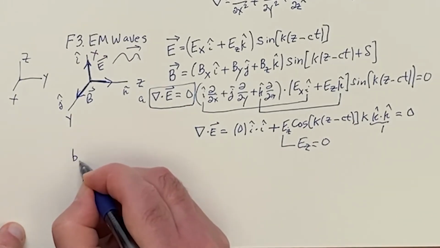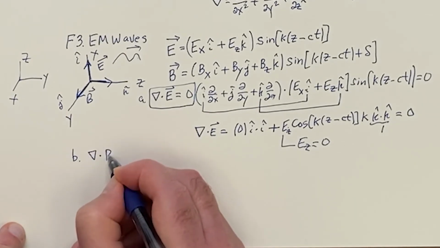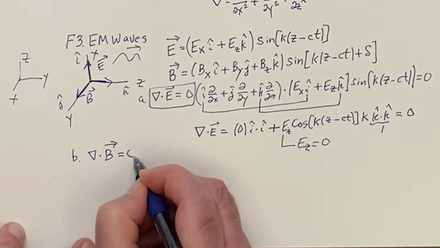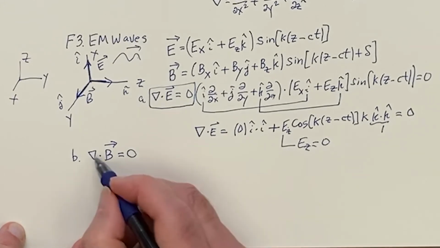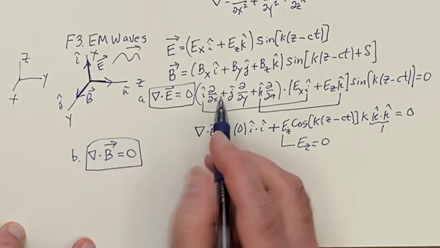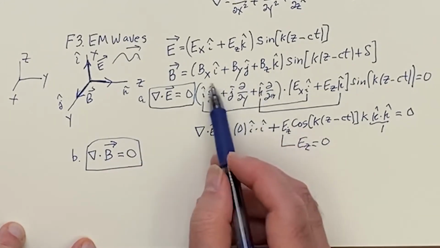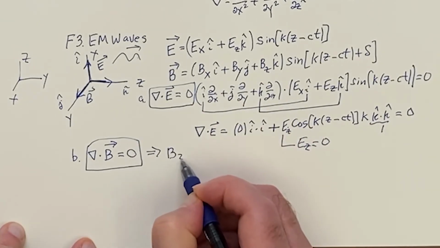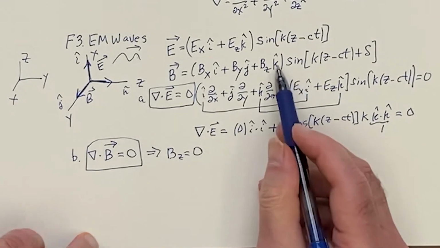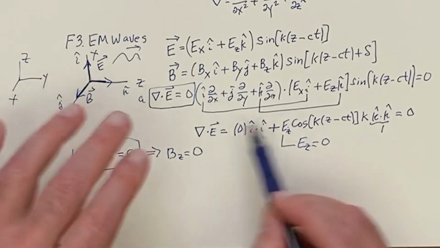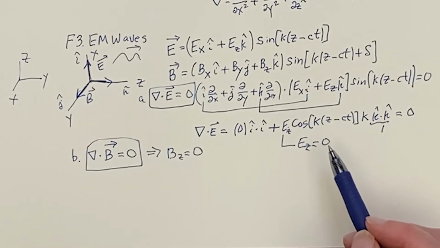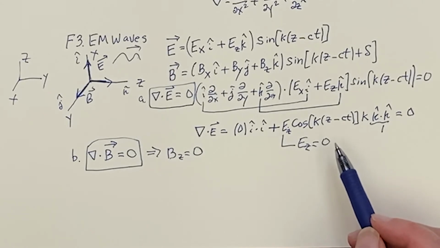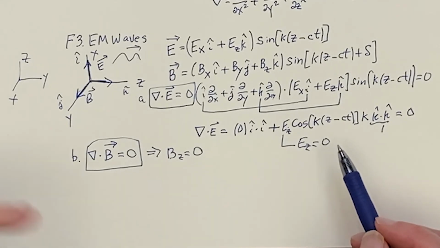Now, if we use B, here the divergence of B must also equal 0 from the other Maxwell equation. That's going to show that the Bz is equal to 0. So in other words, the same argument, same logic is going to apply, and that's going to show that B doesn't have a parallel component, that B is also transverse.